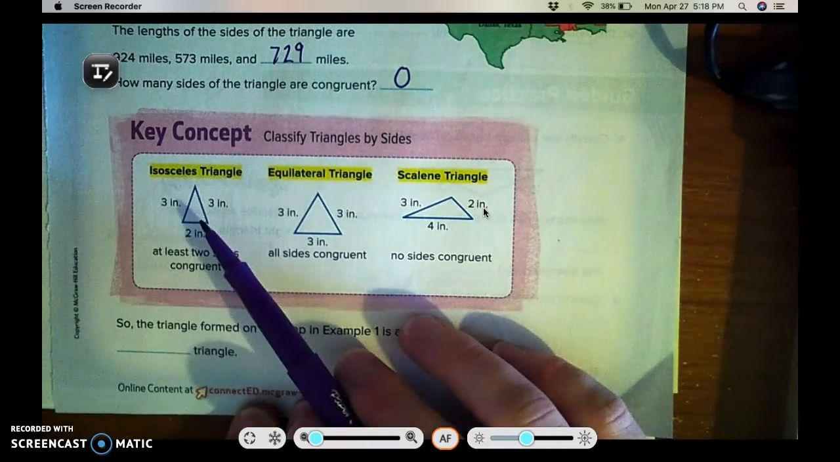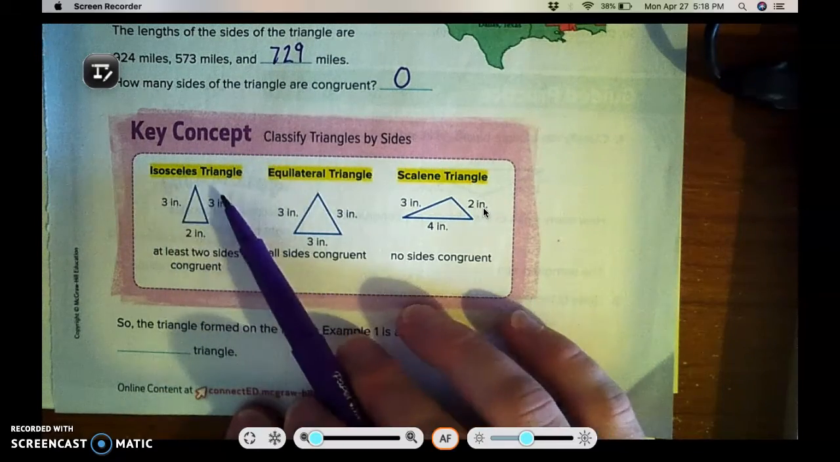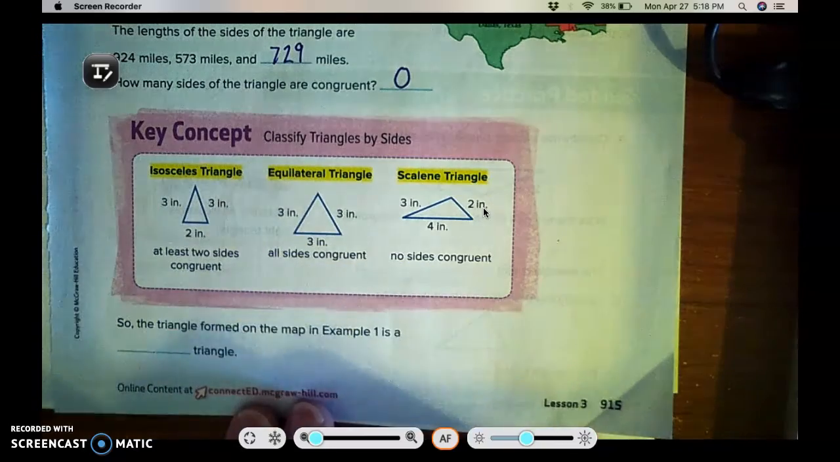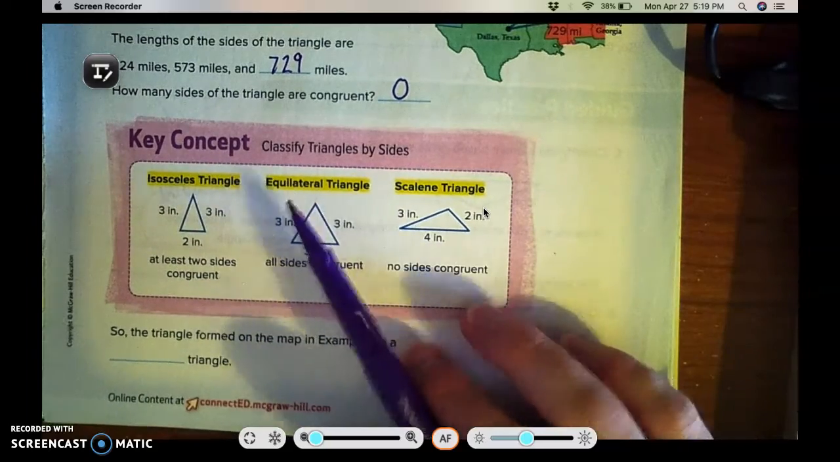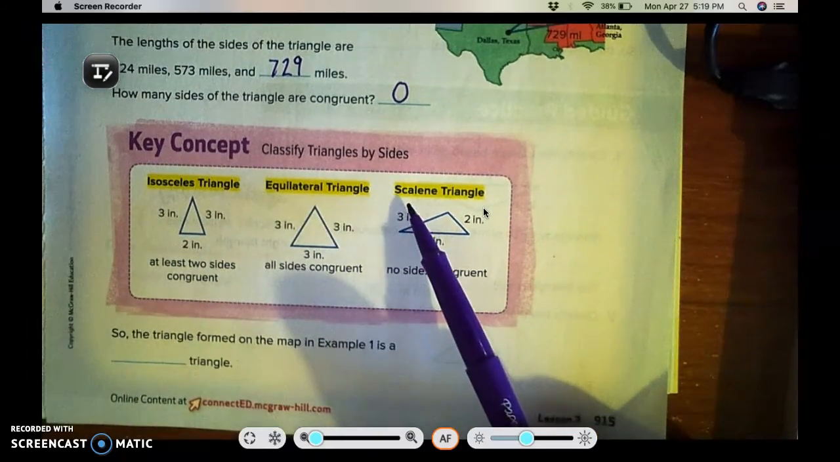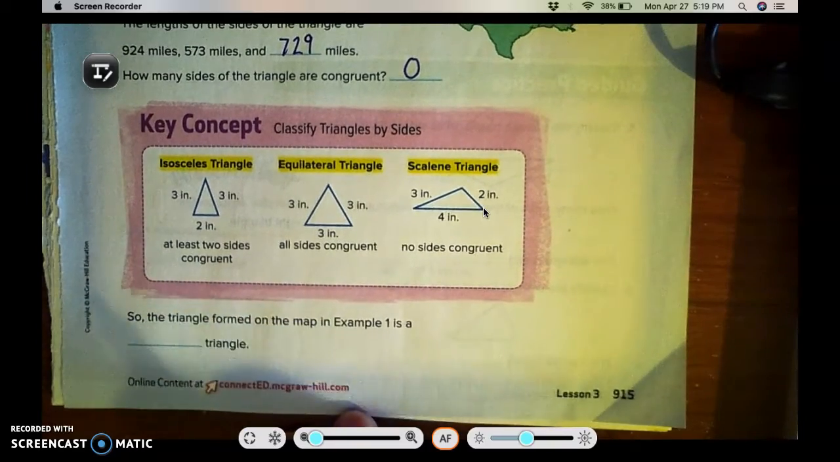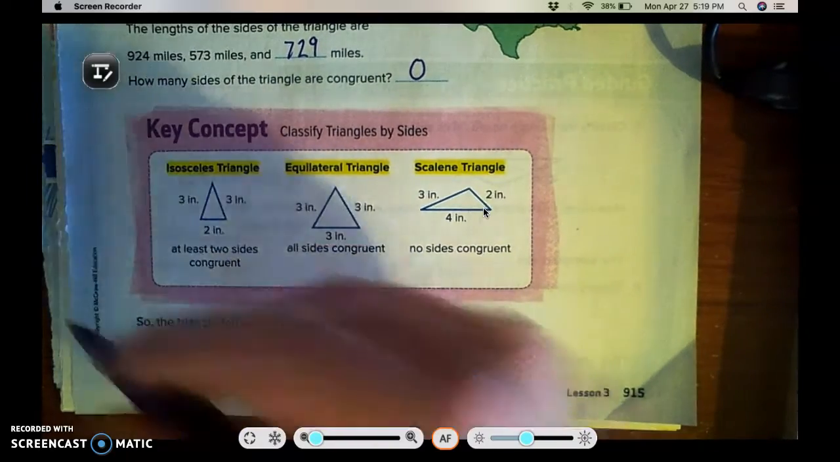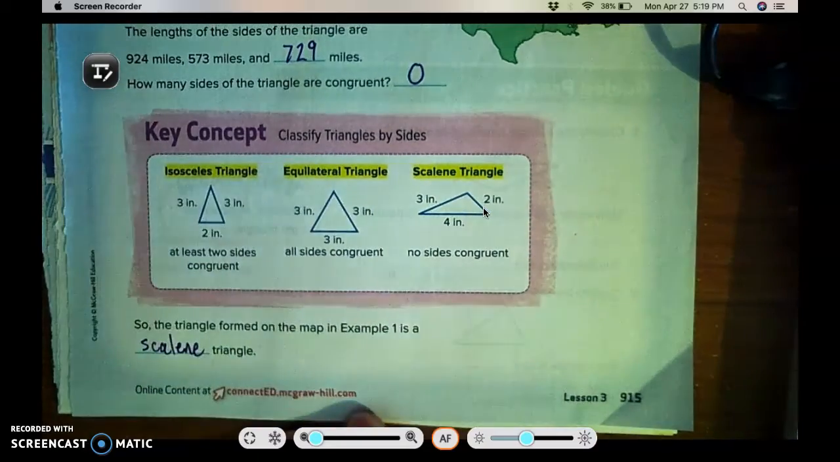And finally, isosceles, at least 2 sides are congruent. So as in here, 3 inches and 3 inches, 2 of those sides are congruent. The other is just a little bit shorter. So again, equilateral, equal. Scalene is screwed up because they didn't get any of the sides to match. So the triangle on the map, since there are no sides that are congruent, is a scalene triangle. So that's based off of sides.